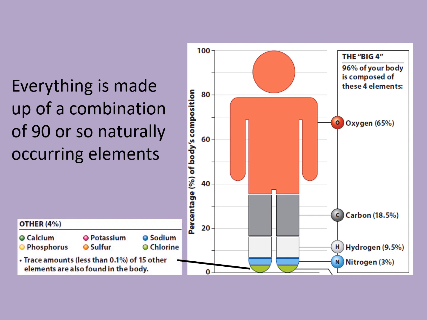The other remaining 4%: calcium, potassium, sodium, phosphorus, sulfur, and chlorine, trace amounts of these, that's less than 0.1% of the body. 15 other elements are also found in the body. So we've got our big 4, a smaller 6 divided up between the 6 of them in that 4% range, and then very, very low amounts of other things. So the big 4 is what really matters here. That's the takeaway from this slide.